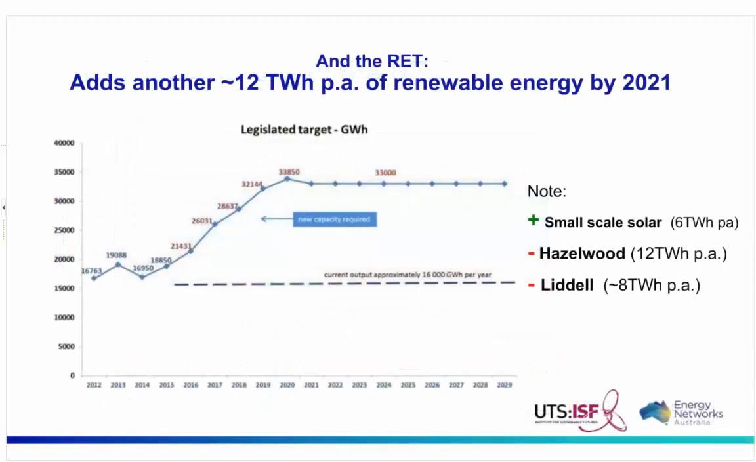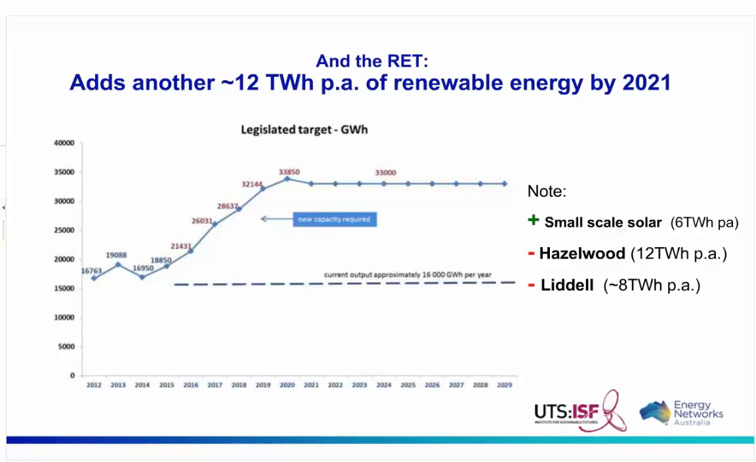Further to that contribution of renewables, we're expecting to see a further 12 terawatt hours of renewable energy over the next 4 years through the renewable energy target. In addition to that, about 6 terawatt hours from small-scale solar, and at the same time, a decline in the amount of coal generation in the mix. The recent close of Hazelwood, the expected closure of Liddell Power Station in a few years, and a further 9 power stations that have closed in the last 4 years.